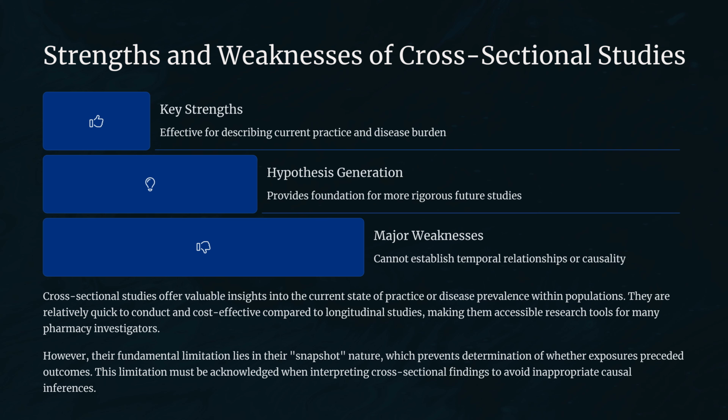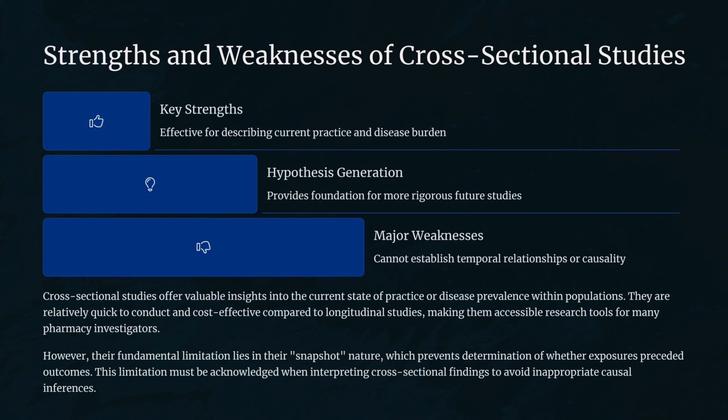Key strengths here: it is good for describing current states of whatever you're looking at, so practice or disease burden, and it provides that foundation for future research, helping you to generate hypotheses. So remember, it's always a snapshot. That's what I always like to say when I used to do cross-sectional studies during my postdoc. It's a snapshot, but that's in every limitations section.